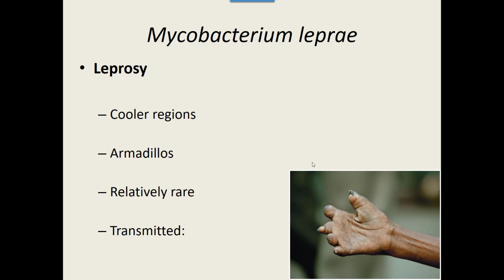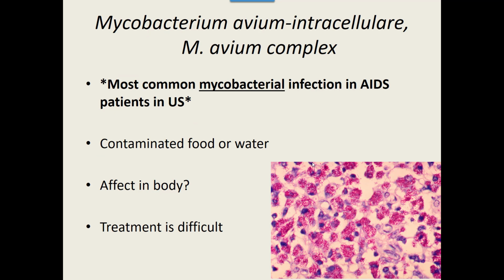And then our last mycobacterium bacteria is Mycobacterium avium-intracellulare, or also usually just shortened to Mycobacterium avium complex. It's the most common mycobacterium infection in AIDS patients, more common than tuberculosis. Individuals or patients get it from ingesting contaminated food or water that has this bacteria in it.